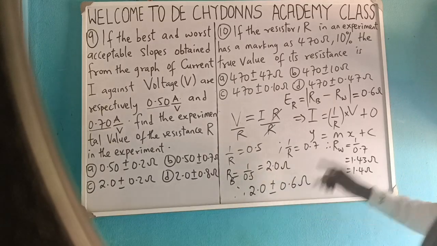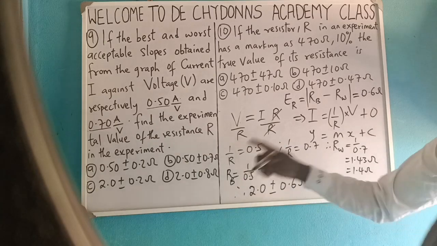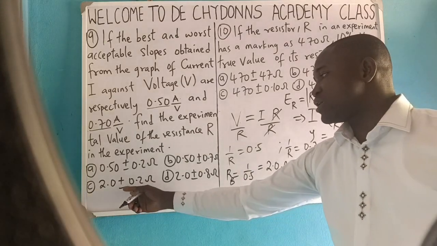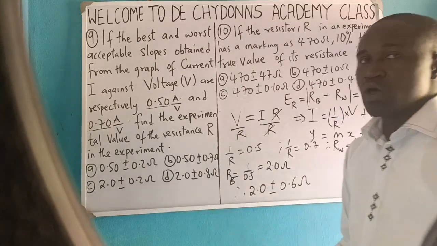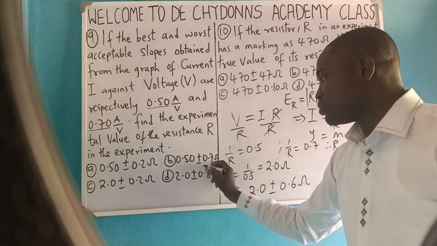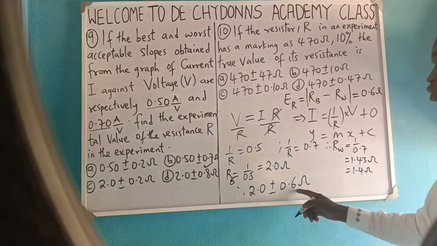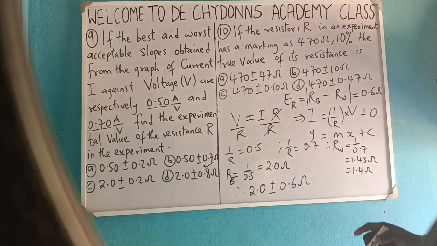Okay, that is the answer. You look at the options. Obviously, options C and D are what we are targeting. Option C cannot be the answer. It is option D that is closest.